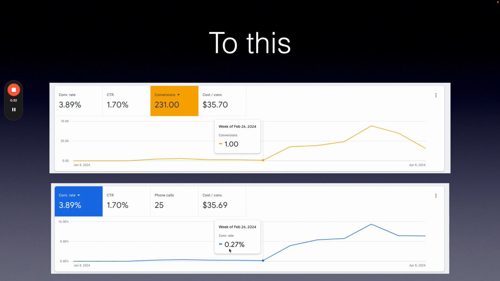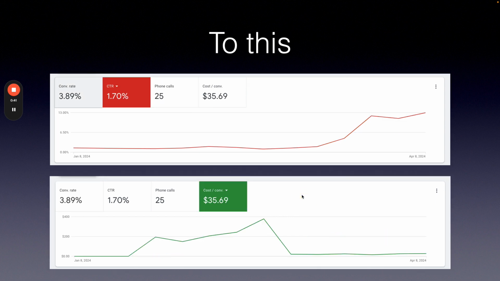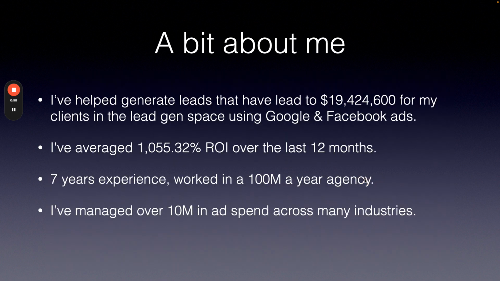Conversion rate went from 0.27% to almost as high as 16%, and we've leveled off somewhere over 10%. Click-through rate went from terrible, almost like 1% down here, to 13%, and cost per conversion went from pretty high, almost $400, to rock bottom prices. That's what we want to see.